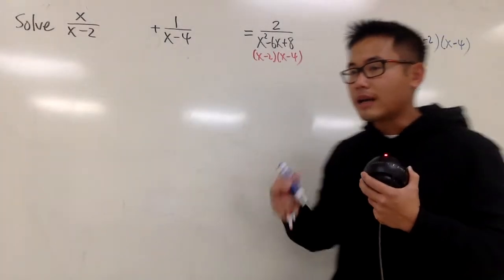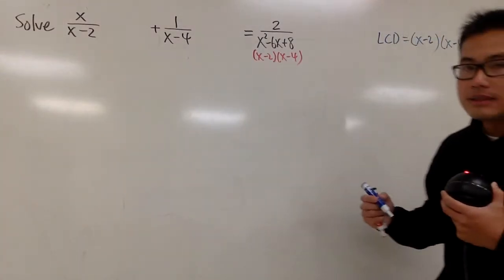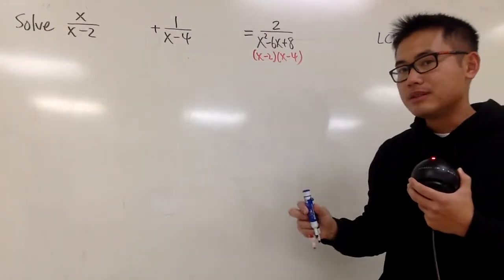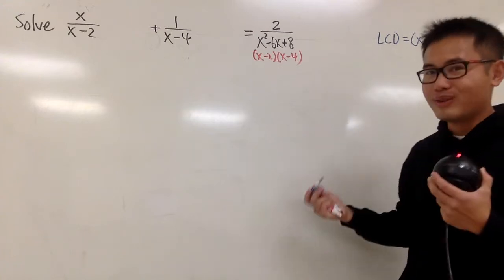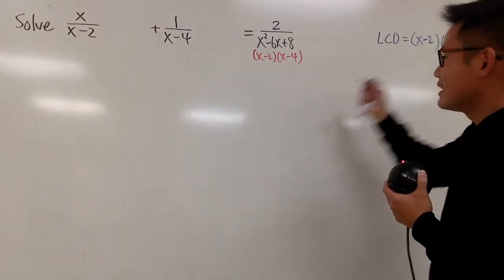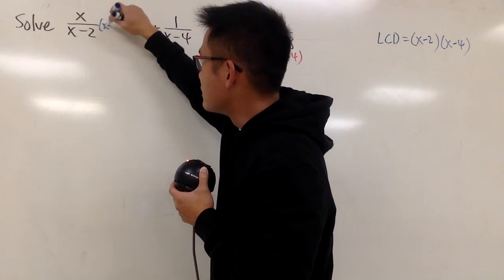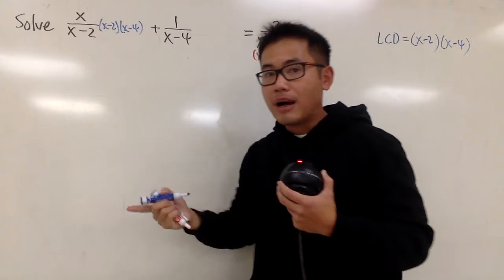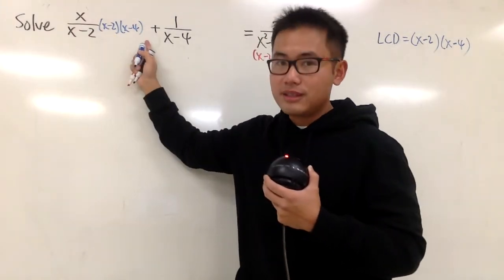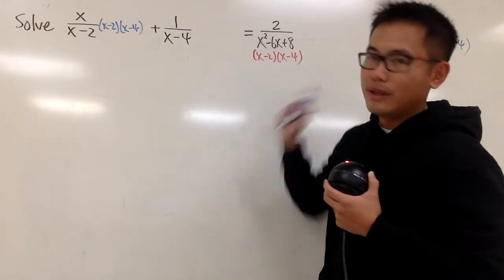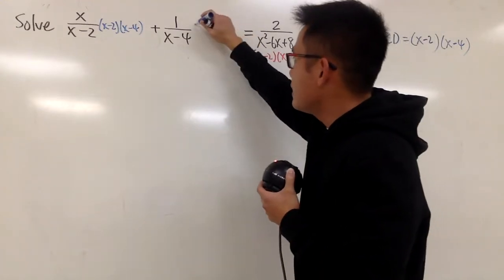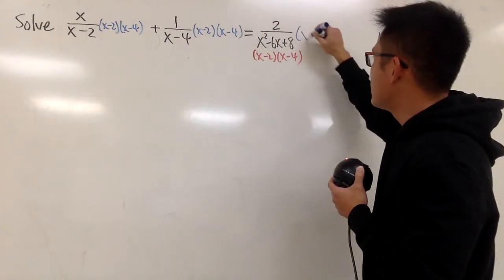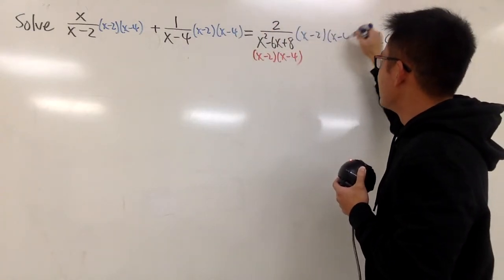And you know if you got the right LCD or not, because when you multiply everything, you should see all the denominators get cancelled out nicely. That's how you know exactly whether you got it right or not. But anyway, let's just multiply everything by the LCD. So this is x minus 2 times x minus 4. And we don't do it top and bottom. It's just multiply this by the LCD, okay? Because we're solving an equation. And right here, we'll do the same thing. That's multiply x minus 2, x minus 4, and of course this right here, x minus 2, x minus 4.